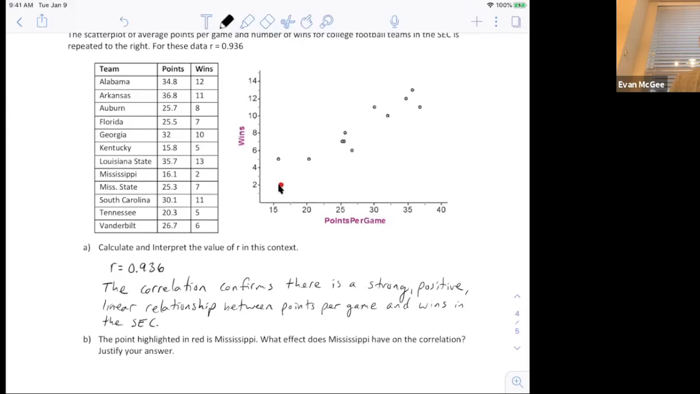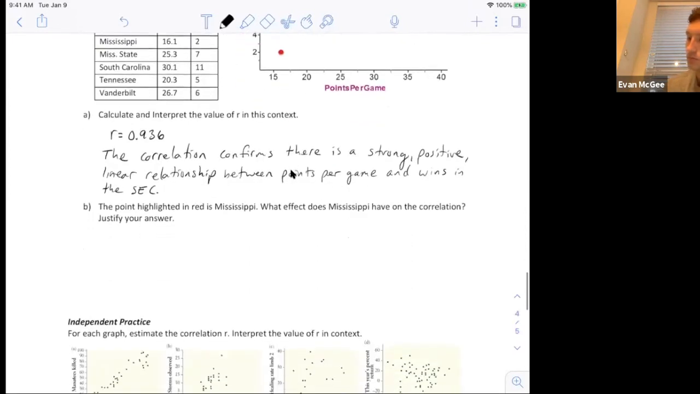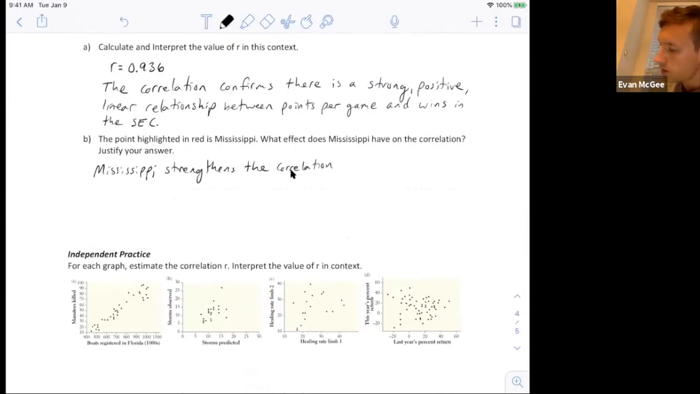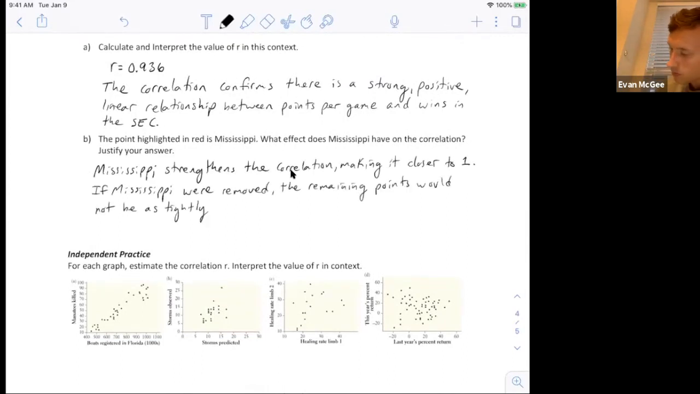And so this is really reinforcing this overall trend from the bottom left to the top right, this positive trend. So this is going to strengthen the correlation. Another way you could justify it is if we remove this point, then the overall pattern would be more scattered and not as clustered in this linear pattern. So again, Mississippi strengthens it. If it were removed, the remaining points would not be as tightly clustered in the linear pattern.